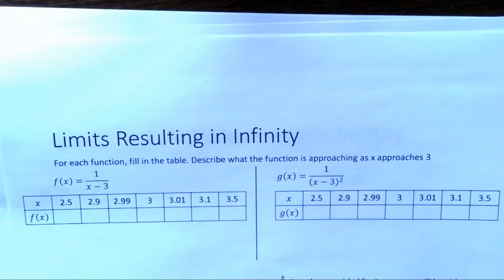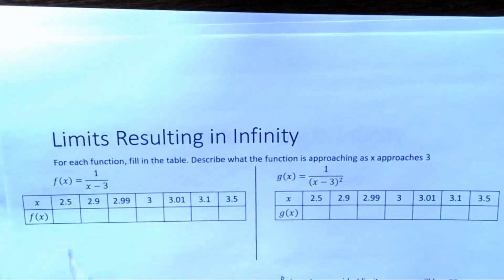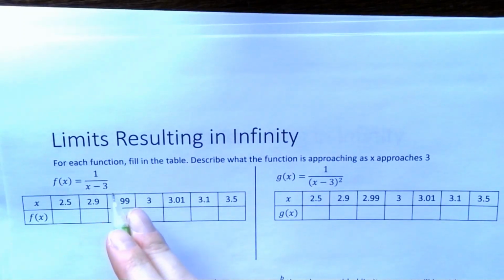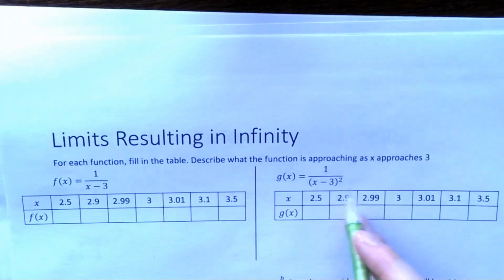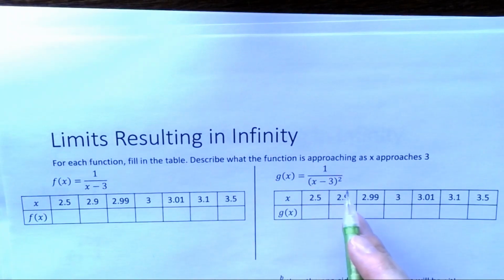Another scenario comes up when a limit is actually equal to infinity. So to preview this scenario, let's take a look at two functions. Let's take a look at 1 over x minus 3, looking at a table as we go towards 3, and then let's look at 1 over parentheses x minus 3 squared, and again a table as we approach 3 from each side.